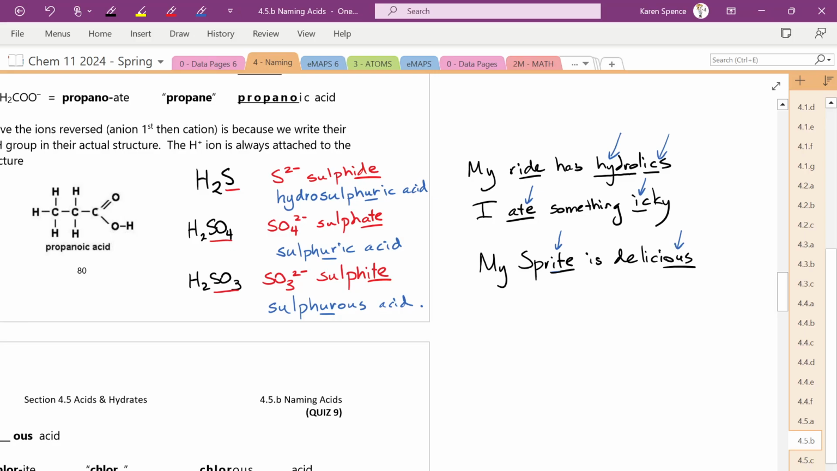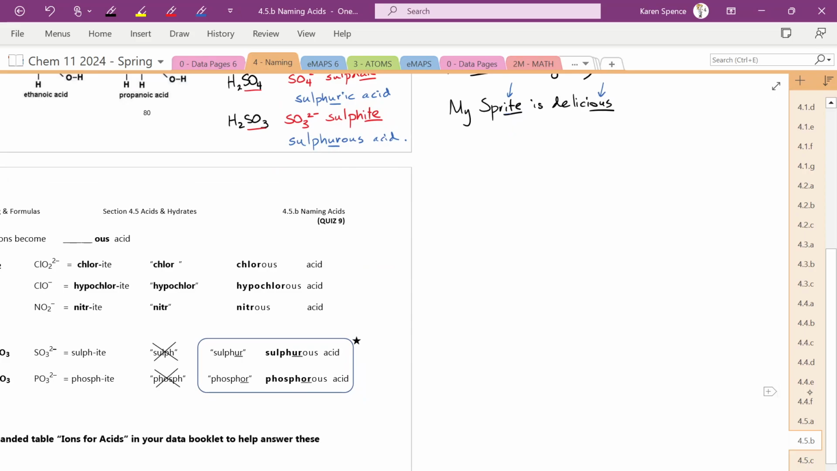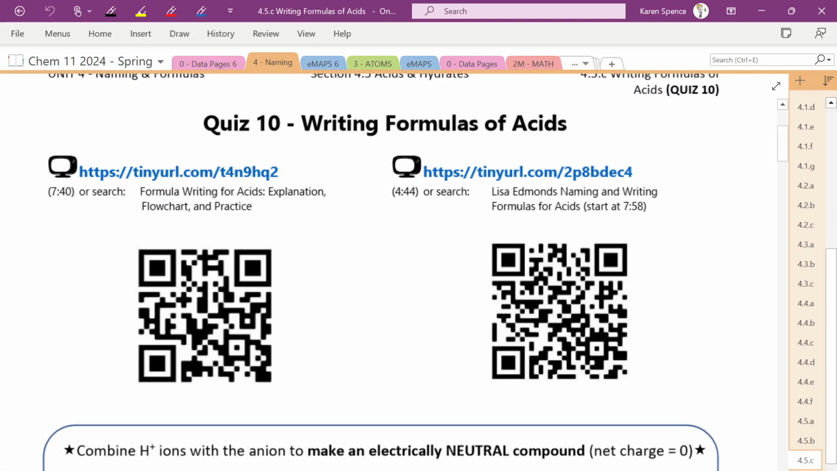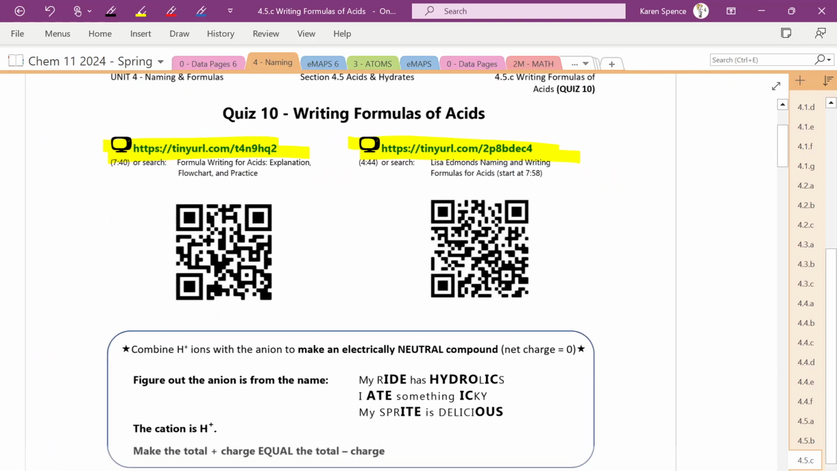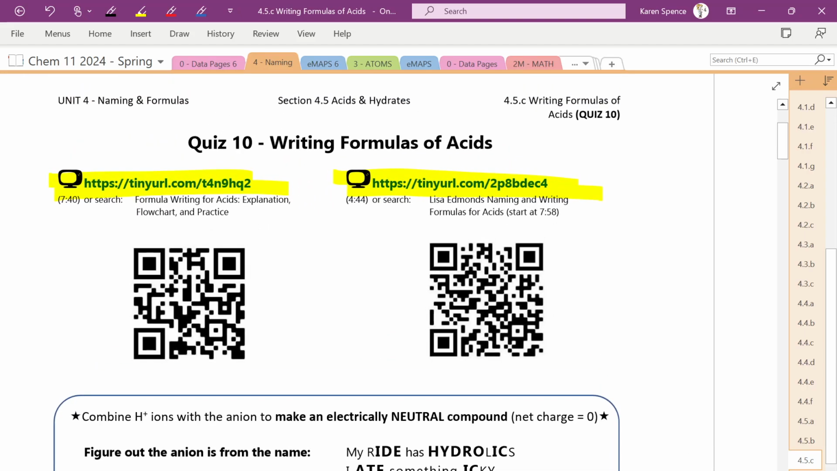We are going to go now backwards. I will let you practice these once we're done here. But we're going to go to 4.5c, which is writing the formulas of acids. And once again, there are some good little videos here. So if you're thinking, Ms. Spence, your explanation was not good enough for me, there are some really nice explanations here. When you go to write the formula for an acid, it's done like ionic compounds.